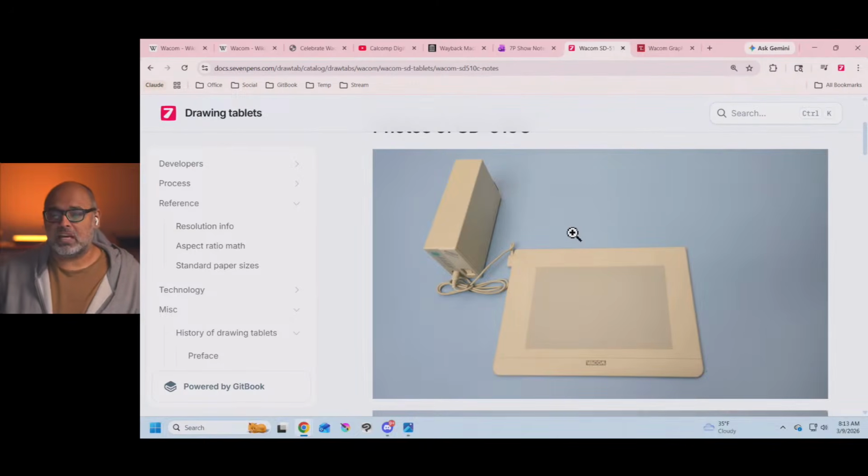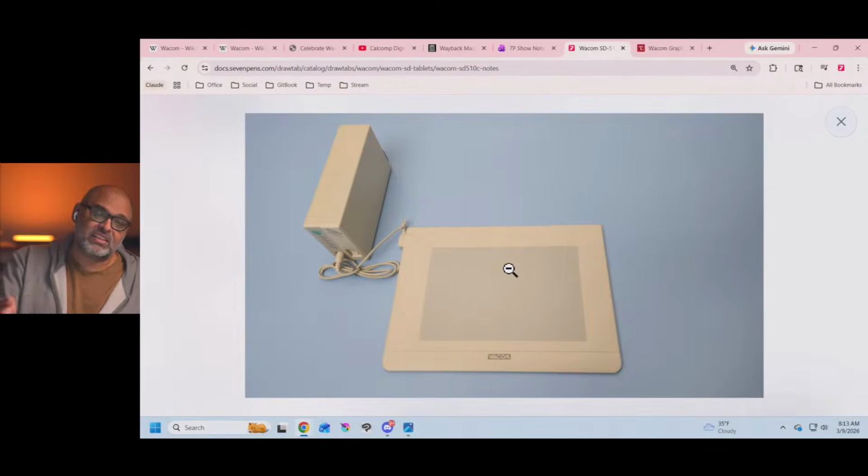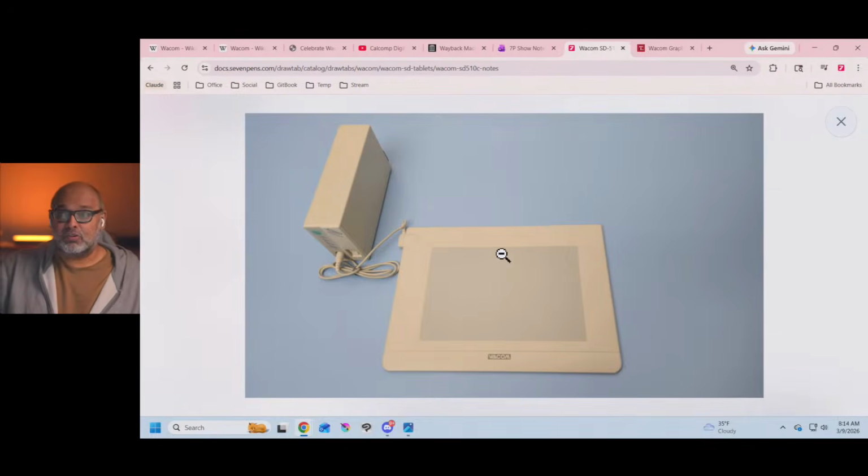This is what a Wacom tablet looked like. Works like you'd expect. Now there's some weird things here I want to explain. First of all, I've physically touched this tablet. It feels good. It's a little heavier than you'd guess. Not heavy, but it's not as light as what you'd expect.